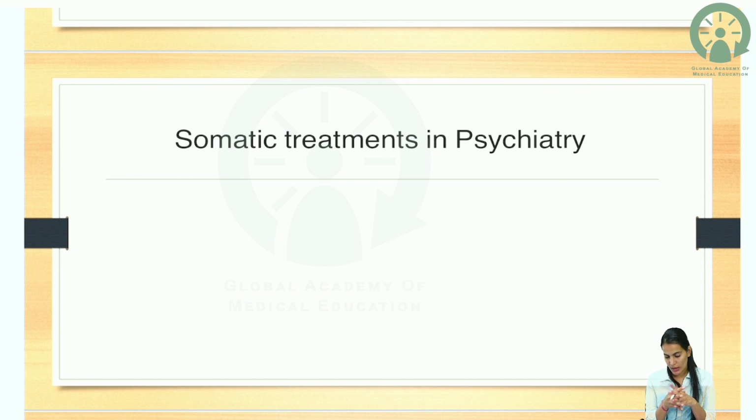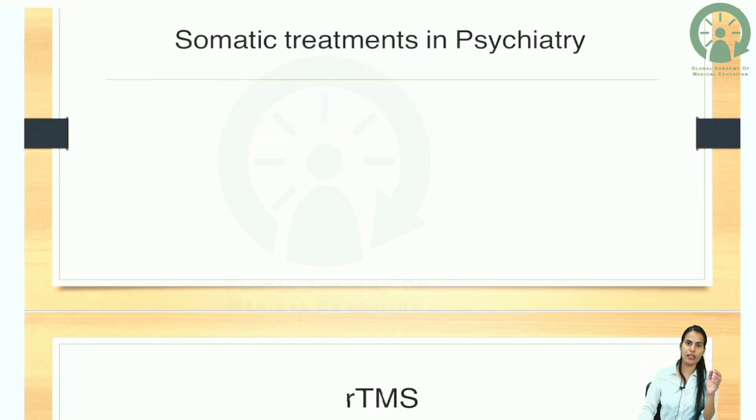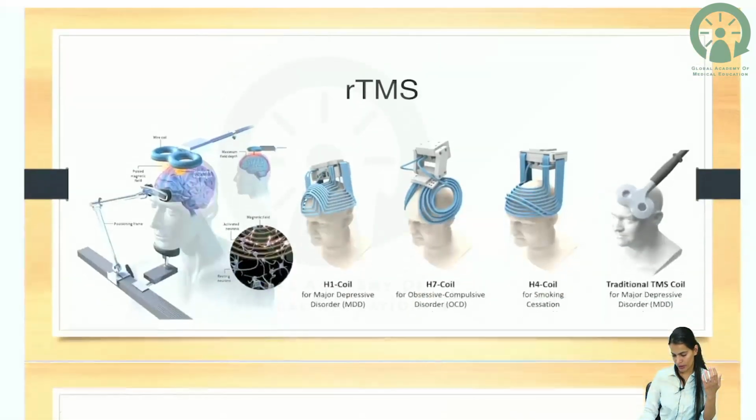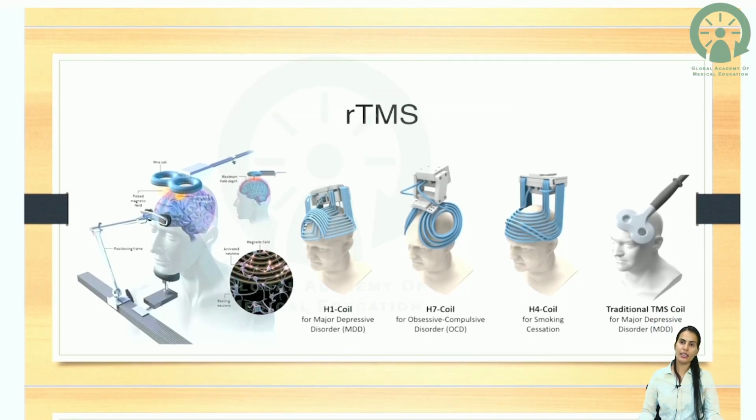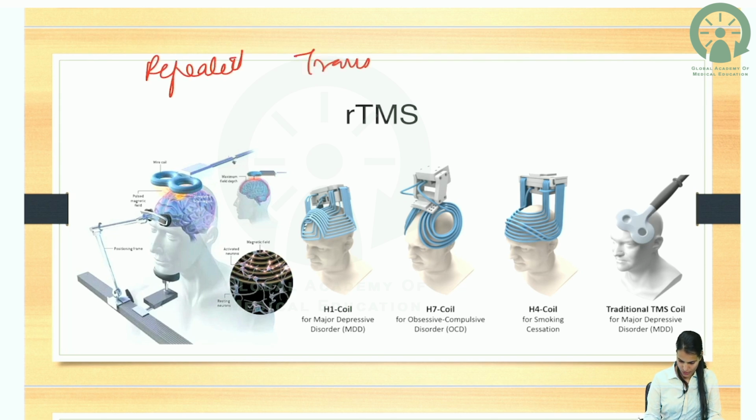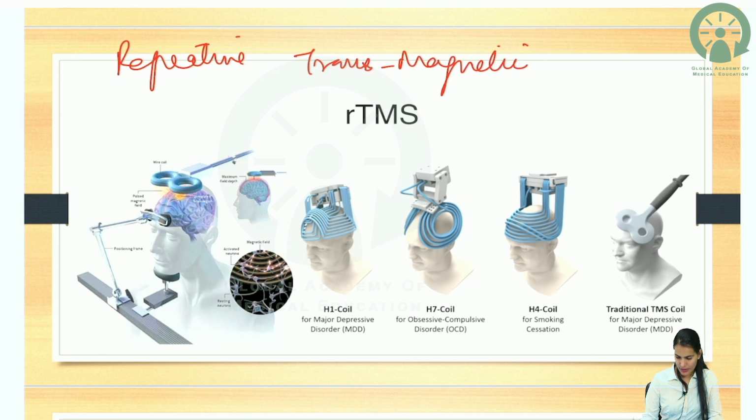Somatic treatments are some kind of electric or magnetic stimulations that are used for treatment purposes. So there are various somatic therapies here. First we will discuss rTMS. What is rTMS? rTMS is repetitive transcranial magnetic stimulation.